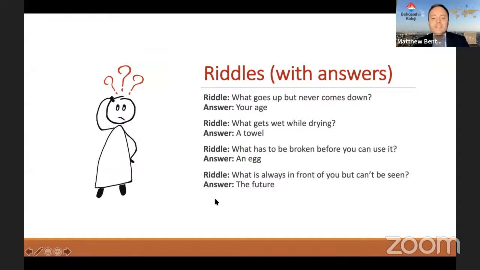So why don't we explain it then? Eda, for example, what has to be broken before you can use it? The answer is an egg. And why is that the case? Because we need to break an egg before we can prepare breakfast. Eat it, yeah. Yes, before we can eat it. You have to break the shell before you can cook it, essentially.